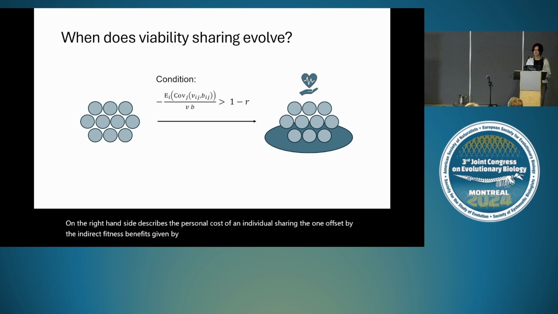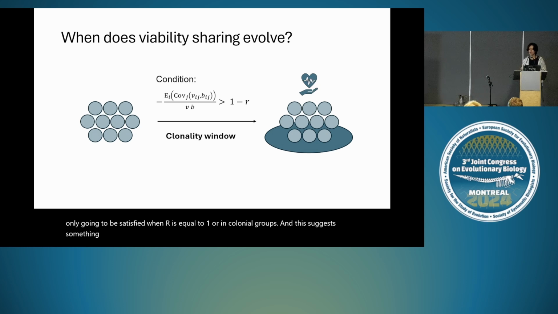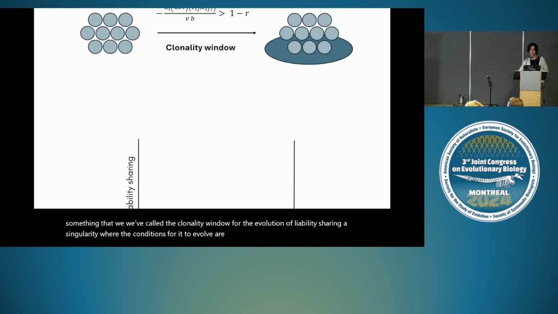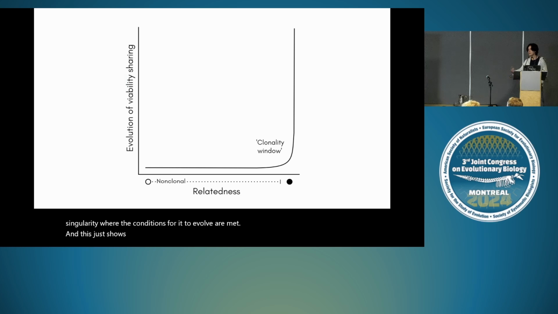And if we assume that the group covariance effect is going to lead to stabilizing selection in the ancestral trait, as individual variation is being penalized by that penalty, the left-hand side of this inequality is going to tend towards 0. And that means the condition is only going to be satisfied when R is equal to 1, or in clonal groups. And this suggests something that we've called the clonality window for the evolution of viability sharing, a singularity where the conditions for it to evolve are met. And this just shows visually that viability sharing is only evolving when groups are completely clonal.